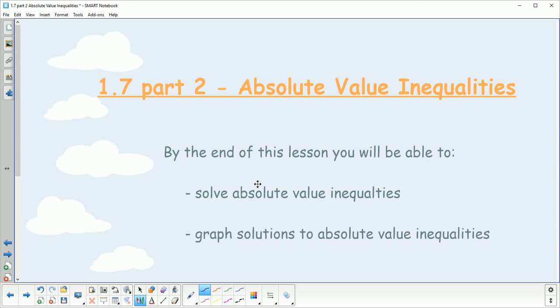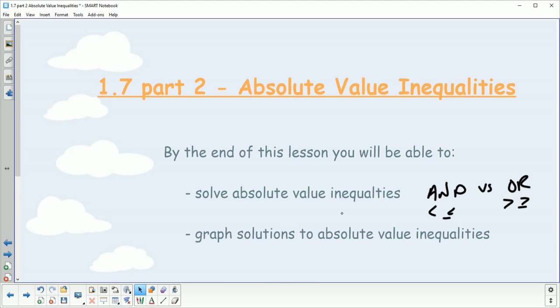Hey, that is it for this lesson. Big thing is you need to know, is it an and or an or? So and versus or. Remember, that has to do with less than or equal to, or greater than or equal to. And other than that, you solve it just like you would solve an absolute value equation, where you isolate the absolute value first, and you graph it just like you would do compound inequalities.